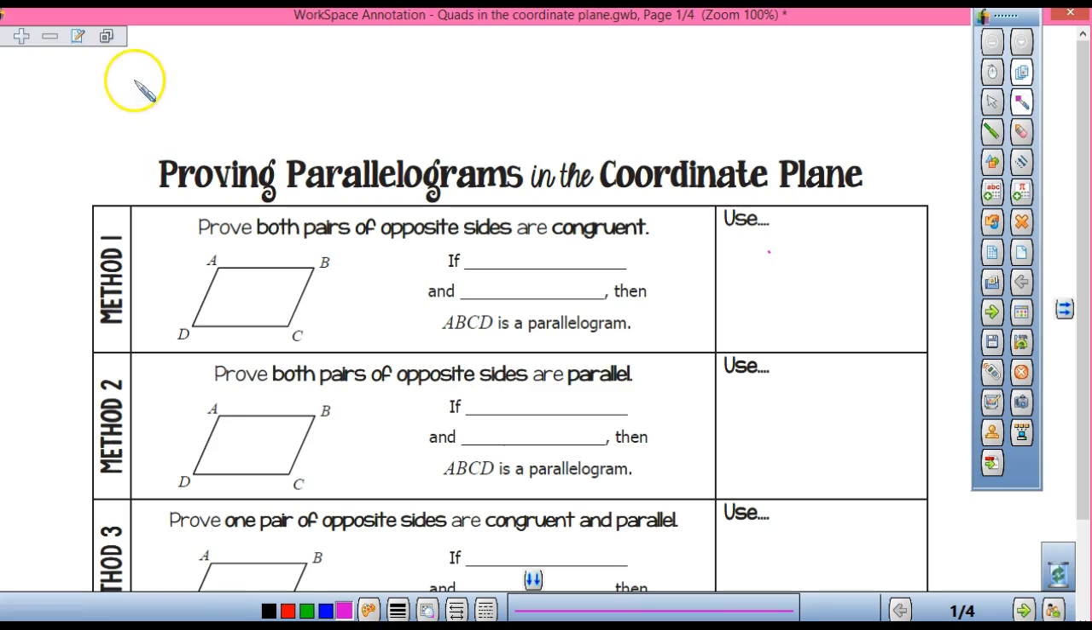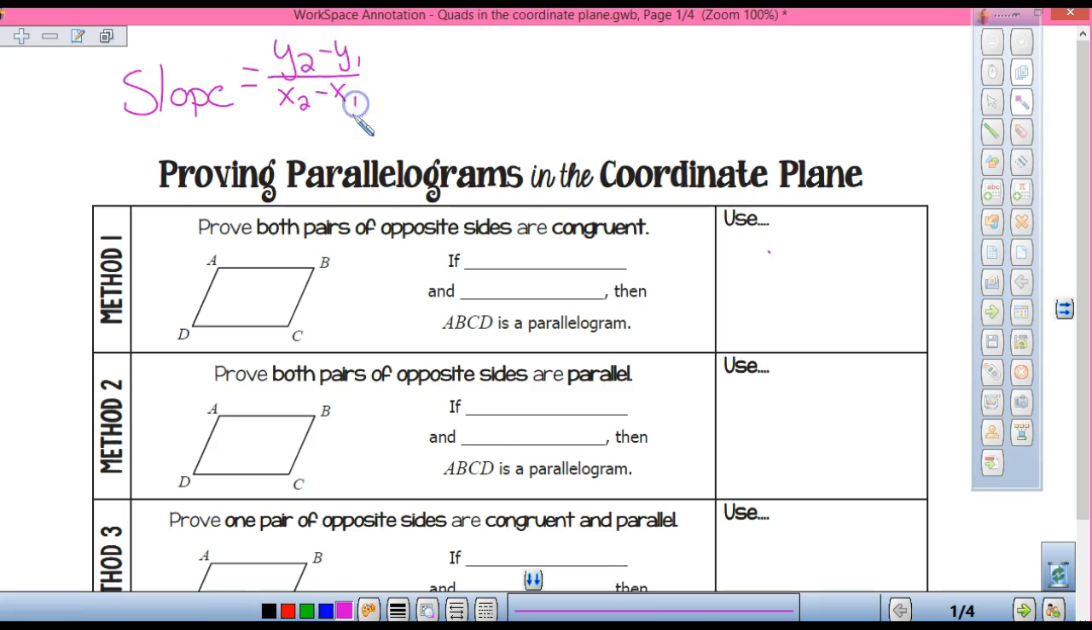Okay, let's review. If I'm given 2 points, how do I find the slope? Not slope-intercept form of a line. There you go, yep: y2 minus y1 over x2 minus x1. So that's how we're going to find slope.